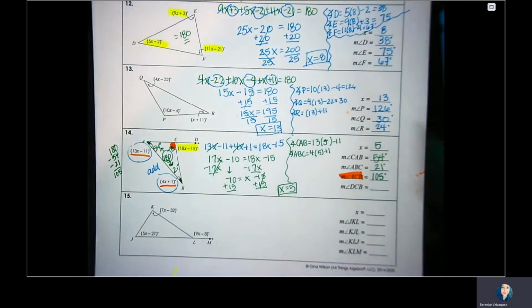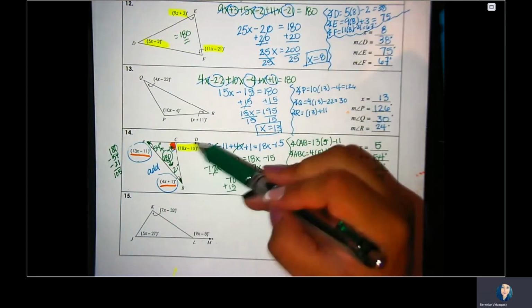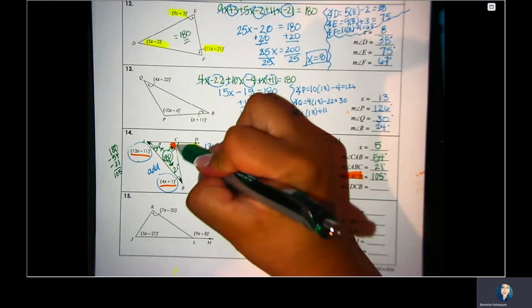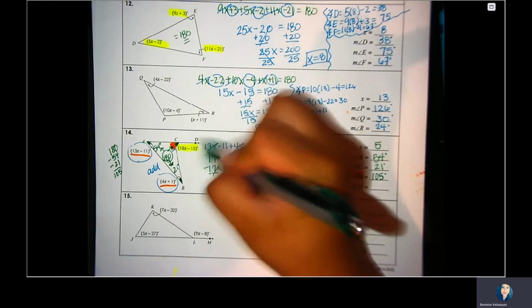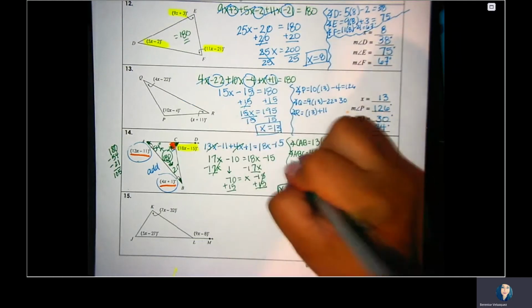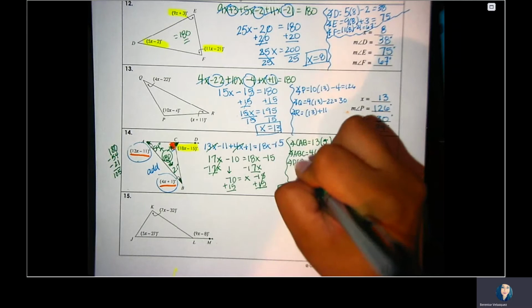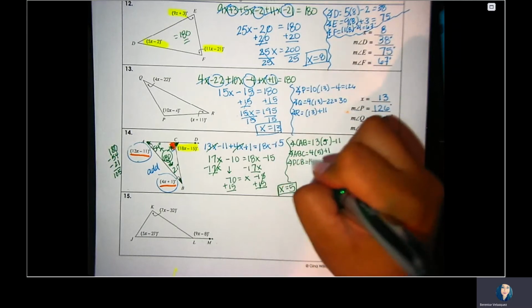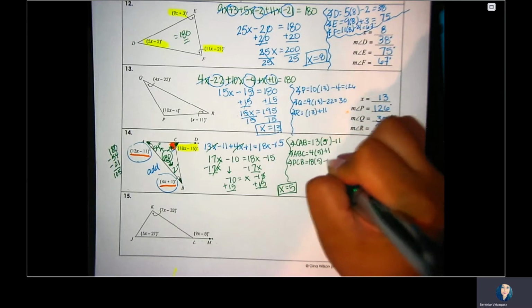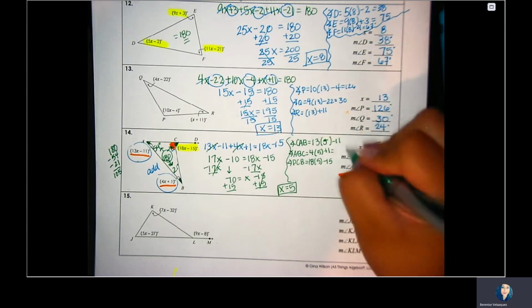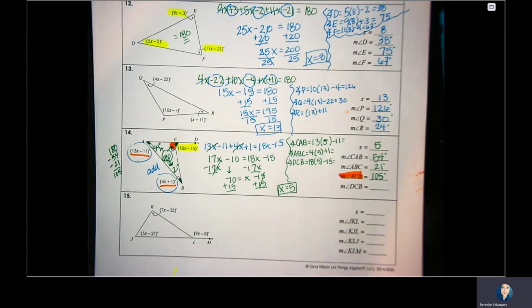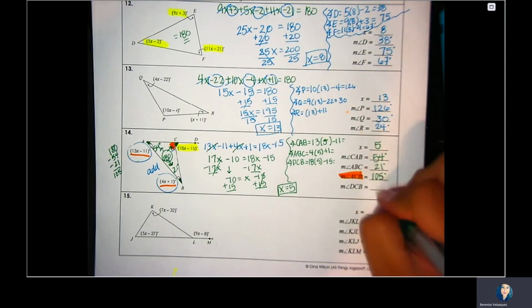Okay, and then the last one, DCB. DCB is this one over here. It's that outer one. It's the one highlighted in yellow. So angle DCB is equal to 18 times 5 minus 15. Okay, that's going to be that one right there. And that's going to be 75.